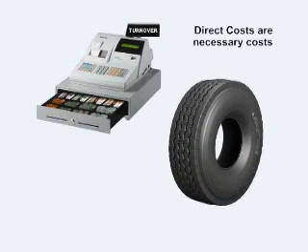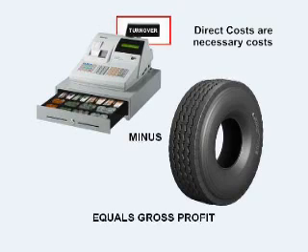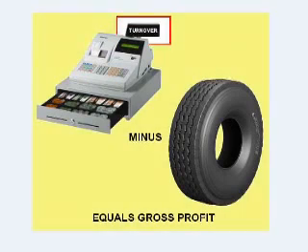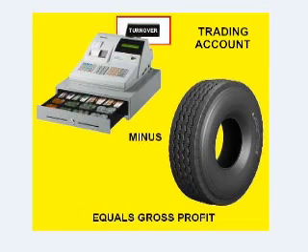We then have direct costs. These are necessary costs, without which the vehicle will not run, tyres being one example. If we take the turnover, then minus the direct costs, we get what is known as gross profit. Similar to take-home pay, this is broadly the same for everyone. These three items, this sum, forms what is called the trading account.